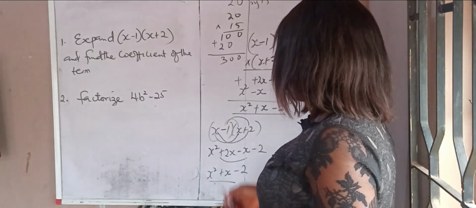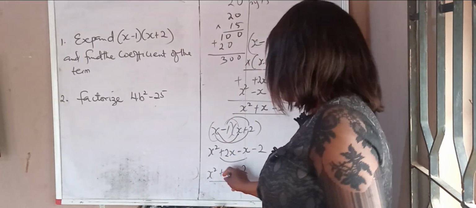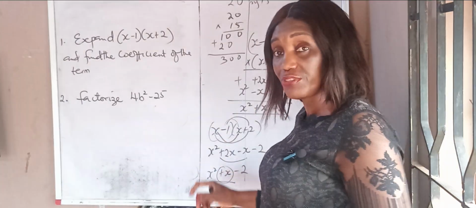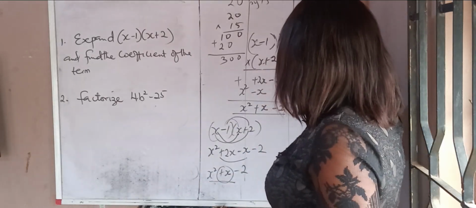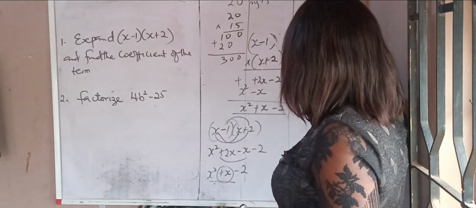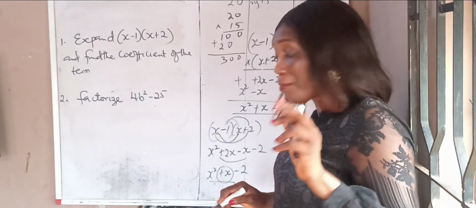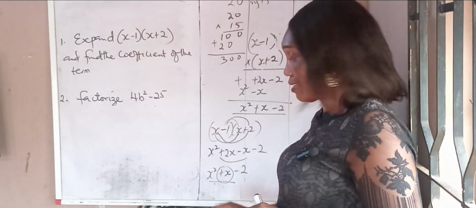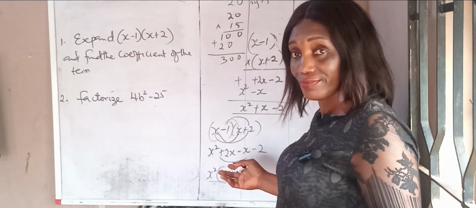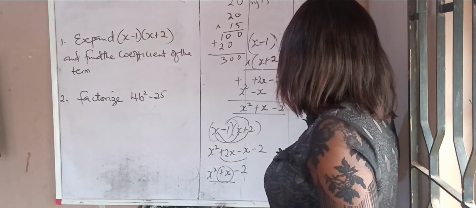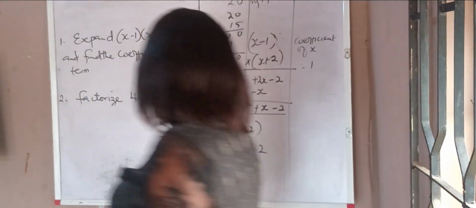Now the question says, and find the coefficient of the term. So this is where we are targeting. We are looking for the coefficient of x. Now what is the coefficient of x? The coefficient of x is the number that is multiplying x. What number will multiply x to give you x? It is 1. So the coefficient of x is equal to 1. Is that clear? Now let's look at the next question.